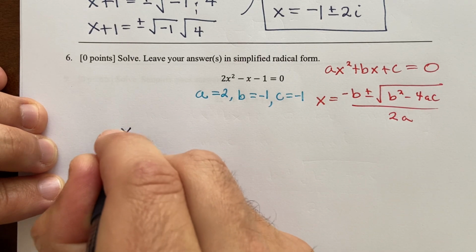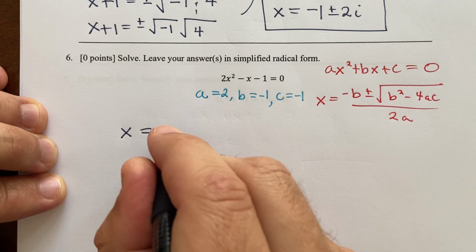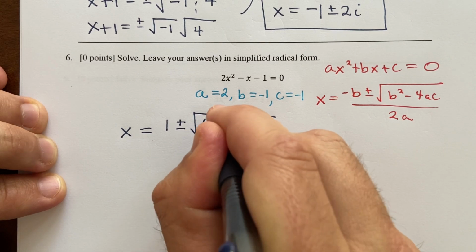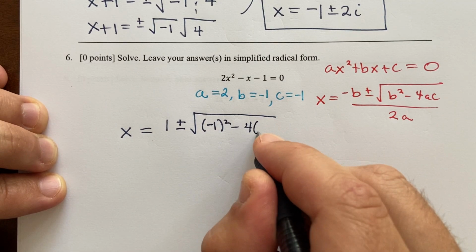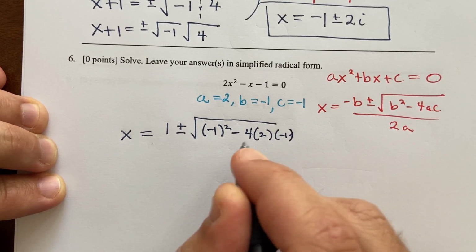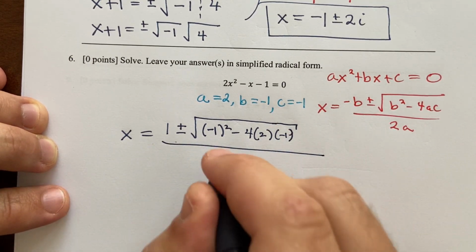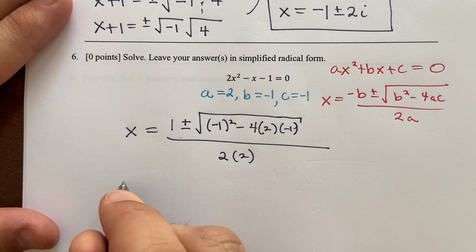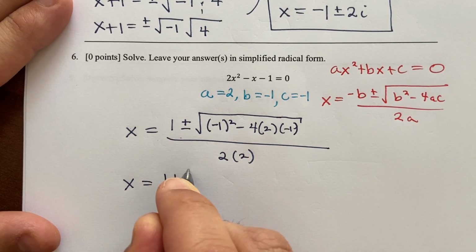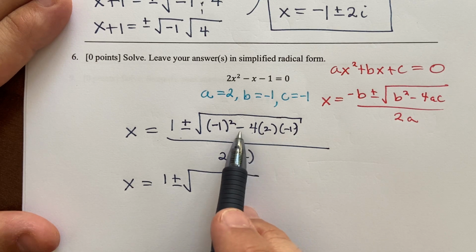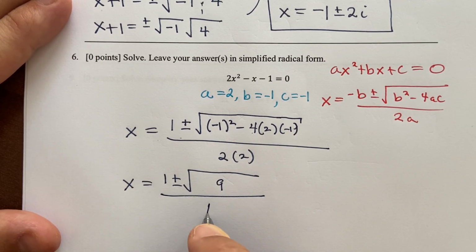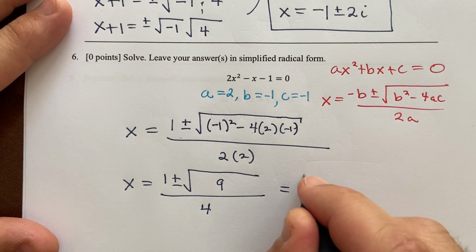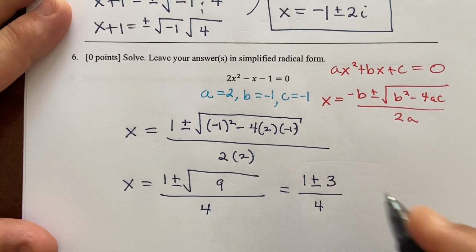So we would have our solutions x as the opposite of negative 1, in other words 1, plus and minus the square root of negative 1 squared minus 4 times 2 times negative 1, all over 2 times 2. I'll simplify this by hand. So x equals 1 plus and minus the square root. This is 1, and then this will turn into plus 8. So this is the square root of 9 in there over 4. So in other words, we get 1 plus and minus 3 over 4.